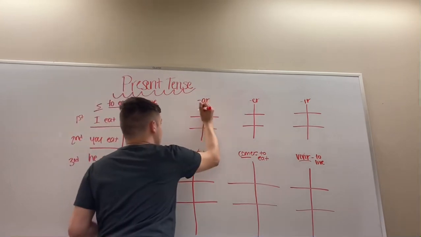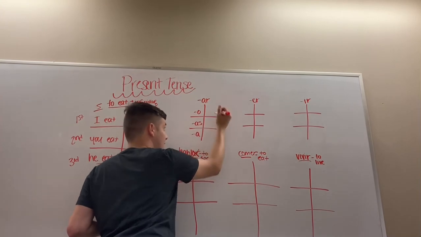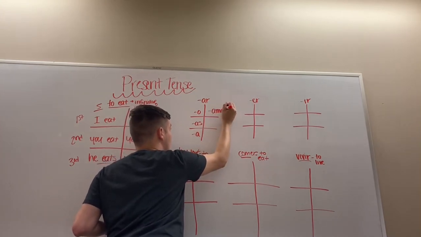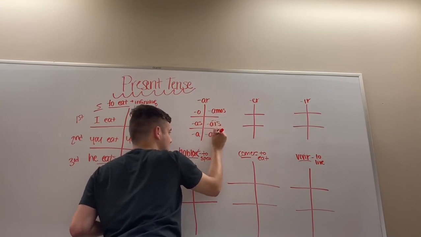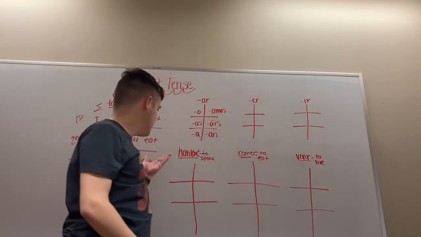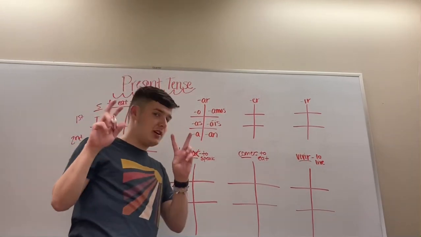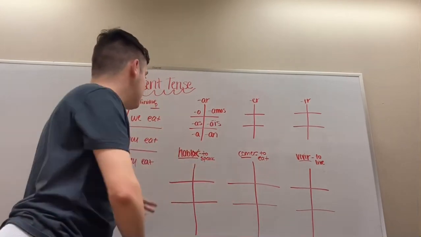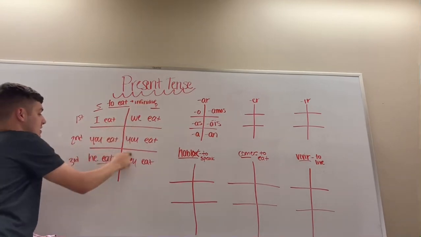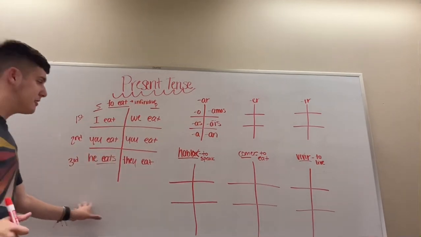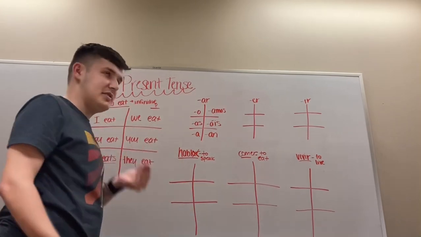So for AR verbs, our endings are o, as, a, amos, áis, and an. Now one thing about Spanish is that it's what we call a pro-drop language, which means that you don't need the pronoun to understand the sentence. In English, since we don't change these conjugations, it's very important that we have our pronouns. But in Spanish, since they're all different, you don't need to include the pronoun when you're saying the verb.